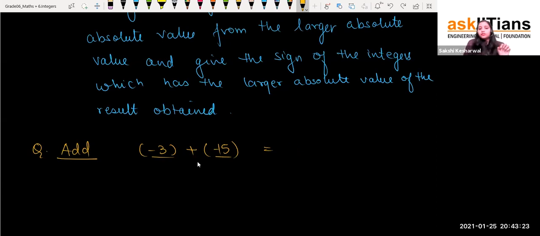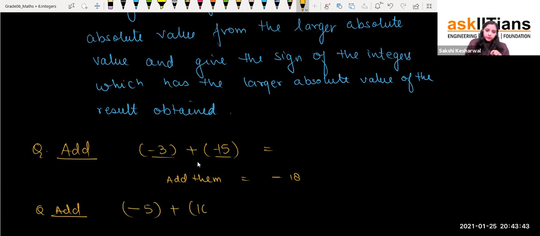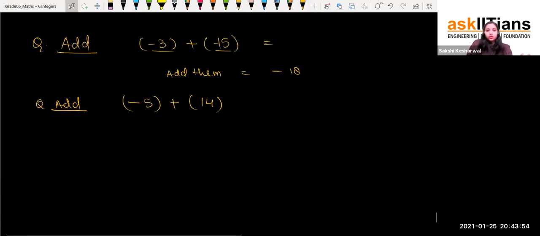So -3 plus -15: both are negative numbers, so add them. Adding them gives 18, and put the sign because both are negative, so the answer is -18. If I give you the question, add -5 plus 14, now one is negative and one is positive, so actually you are subtracting.